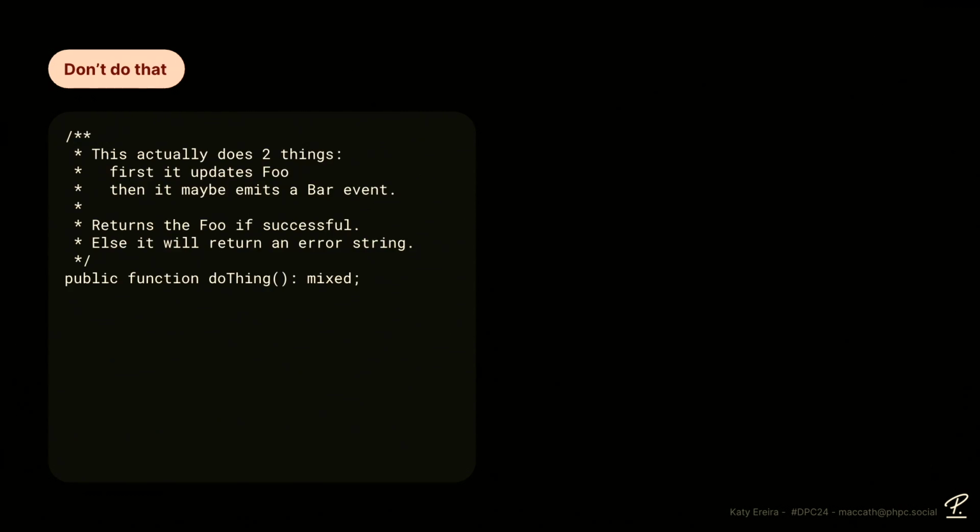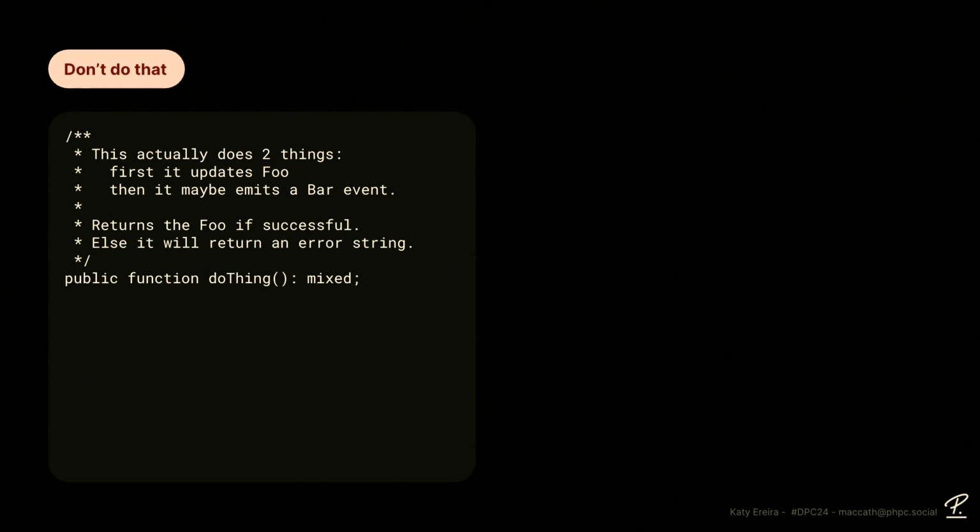And here we have an instance of, okay, we do have salt, right? Because the dot block quite adequately explains what this function is expected to do. It returns a mixed type hint, but the comment explains that it will return a foo if the thing is successful, otherwise it's going to return a string error. And exactly what this method does, it does two things. It updates foo and then it emits an event. That's all the information that we need for that function.